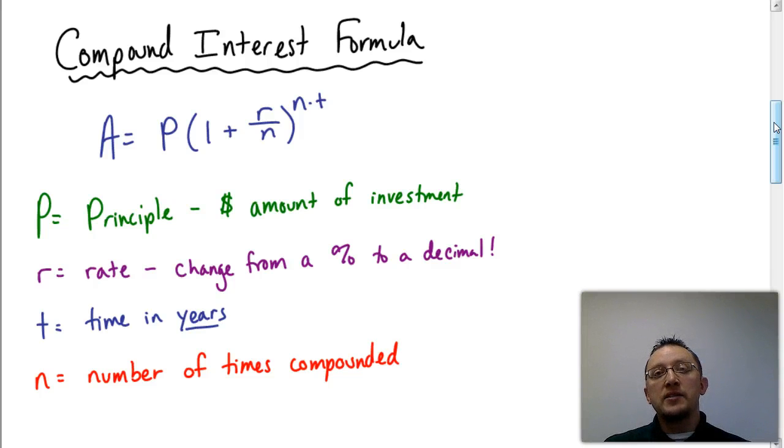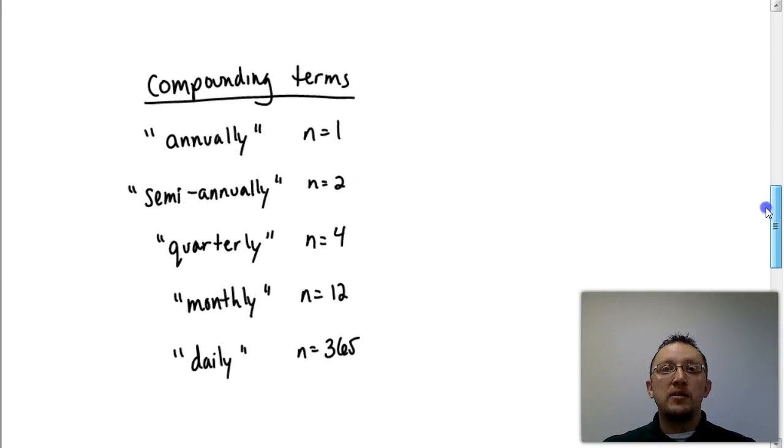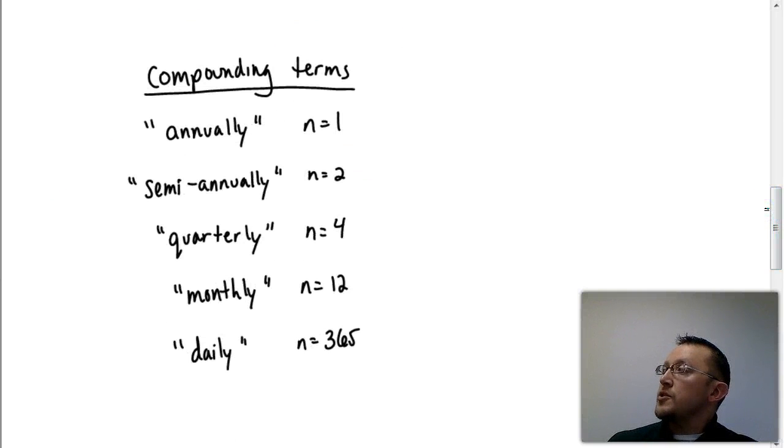And then lastly, that n represents the number of times that it's compounded. They might use some phrases like compounded annually or compounded monthly or compounded quarterly. So we need to make sure that we understand what those different phrases mean. So that's what this next piece is going to be about. You can see that these are some common terms that we would use. Annually just means that it's going to be compounded once a year at the end of the year. So our value for n would be 1.